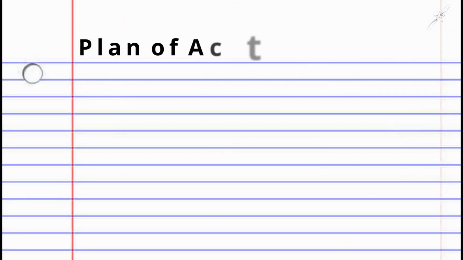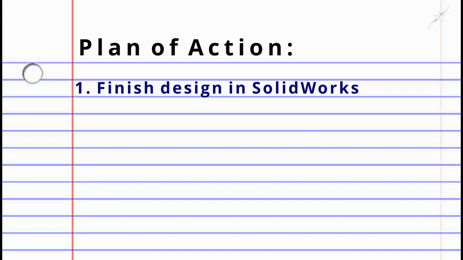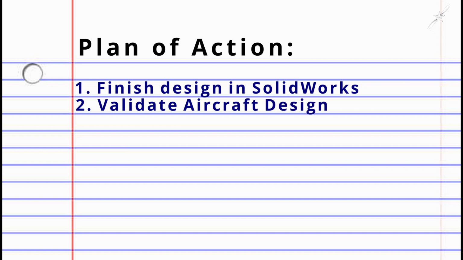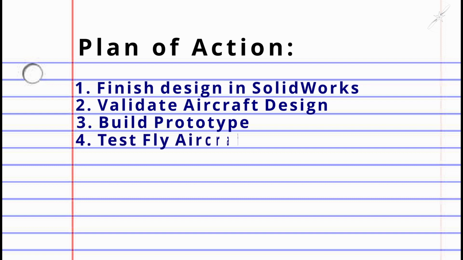Where do we go from here? Well, the plan of action is as follows. Finish the aircraft design in Solidworks. Hire a full-time aeronautical engineer or a company to prove the design. Build the prototype, which will take us years. Spend many months testing the aircraft to FAA Part 23 certification standards.